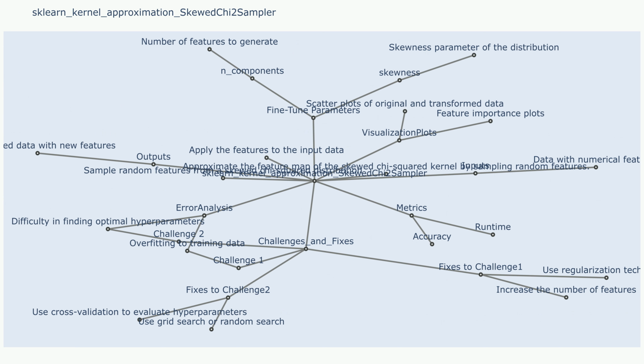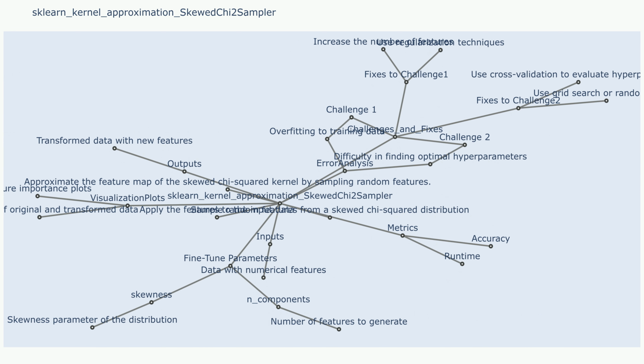N components. This parameter specifies the number of components in the approximate feature map. It controls the dimensionality of the transformed data. Higher values generally lead to better accuracy but also increase computational cost.